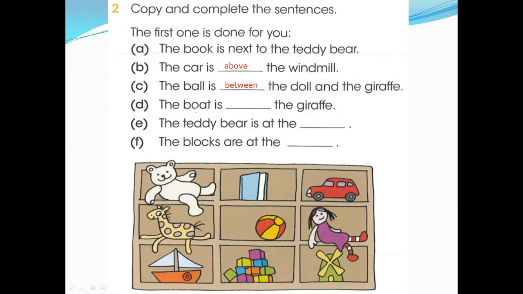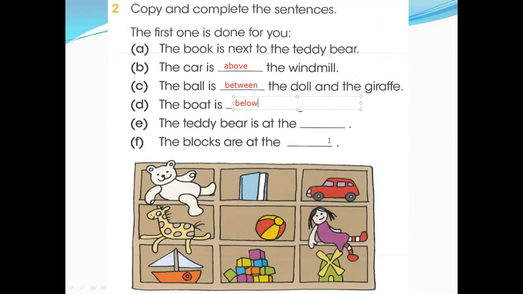What about the boat? Where is the boat? On the left side at the corner. The boat is dash the giraffe. The boat is below, yes, below the giraffe. So you write here below. Above or below, or you can say bottom. The boat is below the giraffe.